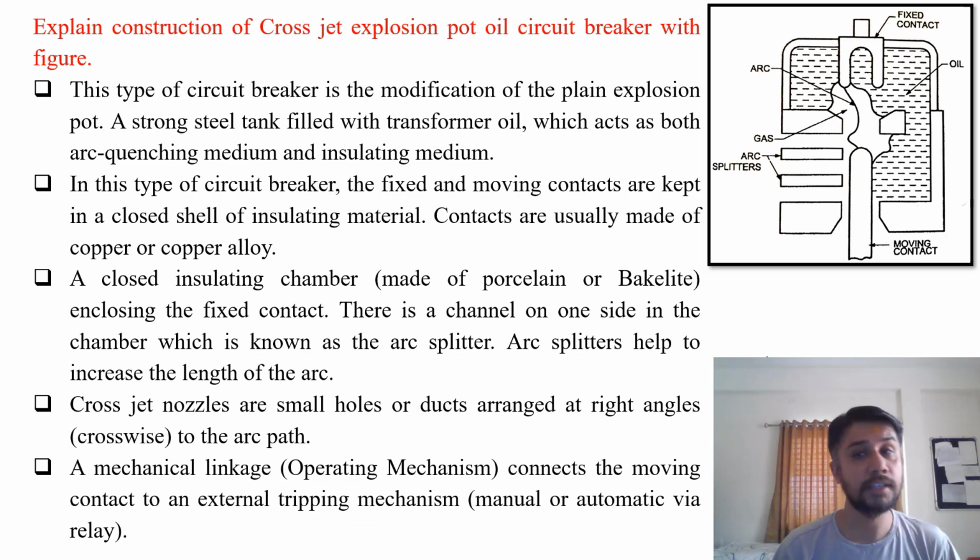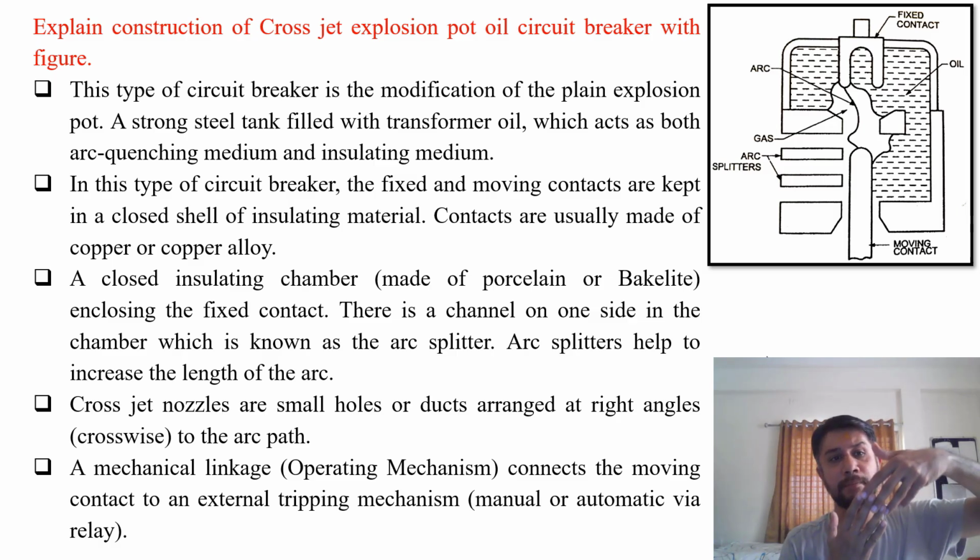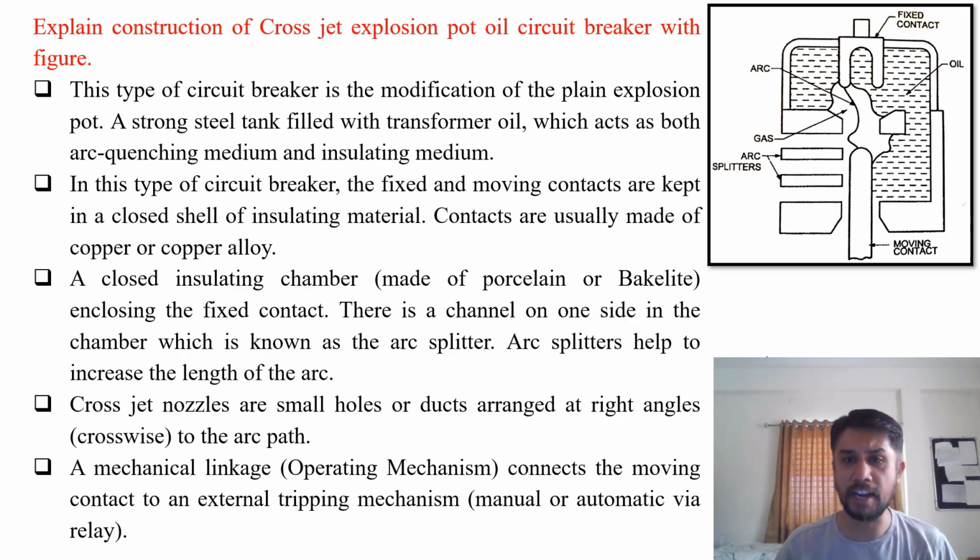Explain construction of cross-jet explosion pot oil circuit breaker with a diagram. This type of circuit breaker is a modification of the plain explosion pot oil circuit breaker. A strong steel tank filled with transformer oil, which acts as quenching medium as well as insulating medium, is there. In this type of circuit breaker, the fixed and moving contacts are kept in a closed shell of insulating material, and these contacts are made up of copper or copper alloy.